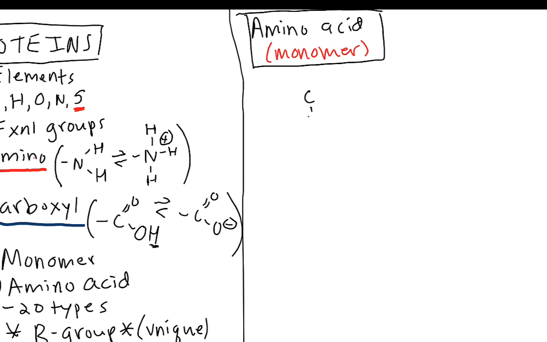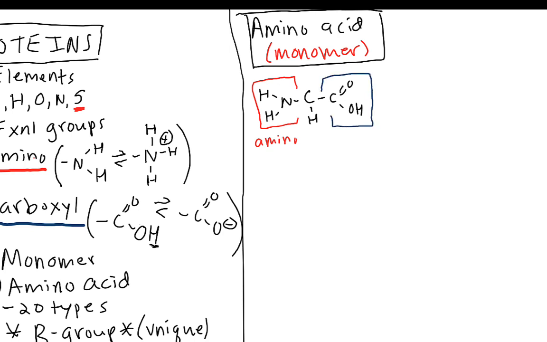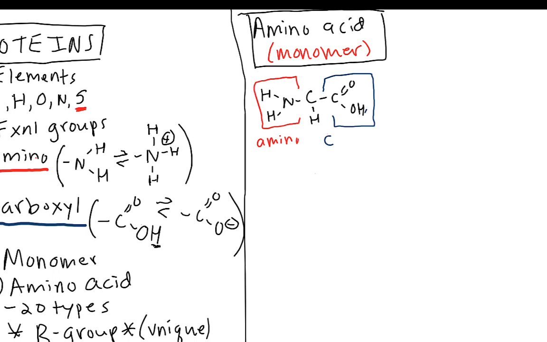So we've got a carbon attached to a hydrogen. Then we've got our two functional groups. We have the one with the nitrogen, which is your amino group. And remember, we're tracking those in red. And then we have our other group, the carboxyl group. And we're tracking those in blue. Those are always present. All right, and then we have a variable group attached to the top.